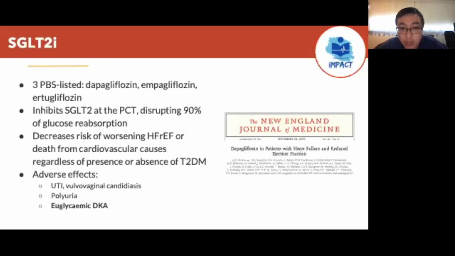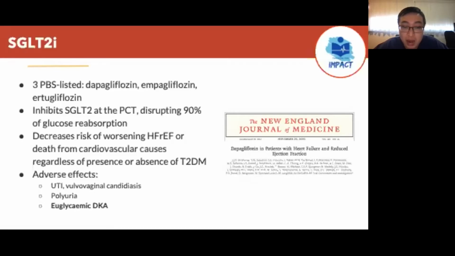Now, Sglt2 inhibitors have a couple of side effects that you should already be familiar with. It's listed on the slide there, but because Sglt2 inhibitors promote glycosuria, it increases the risk of patients developing UTIs, and it also increases the risk of vulvovaginal candidiasis as well.